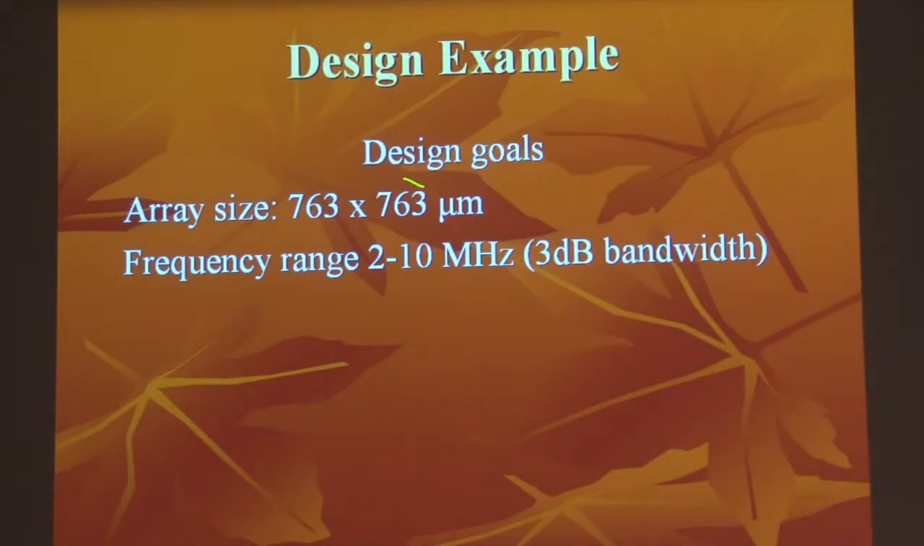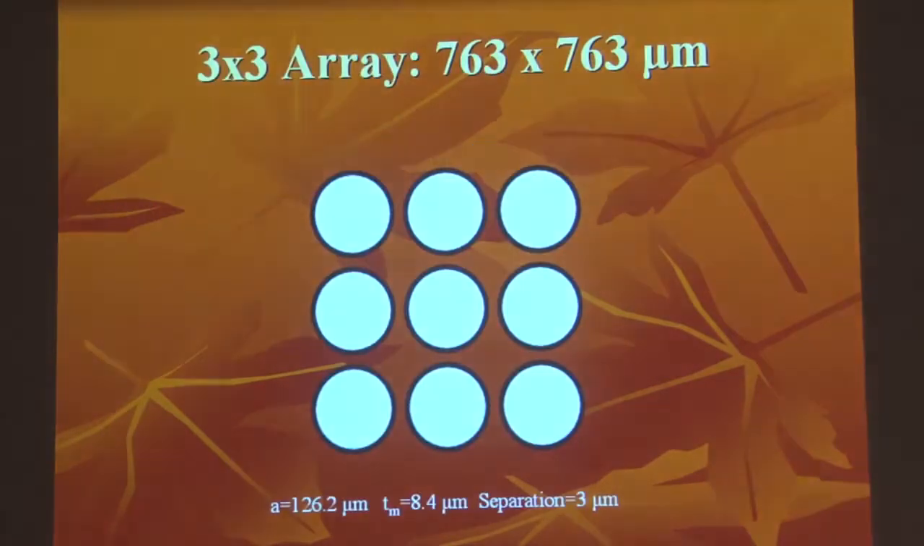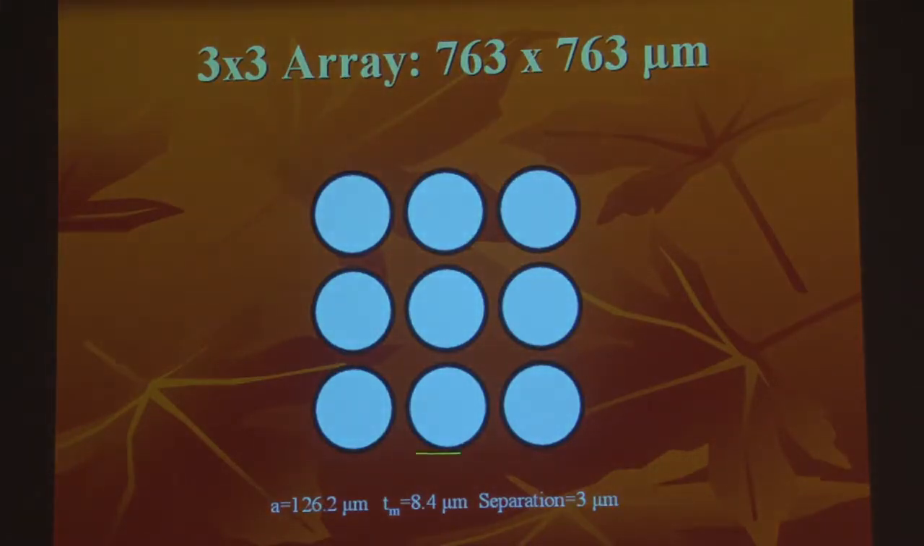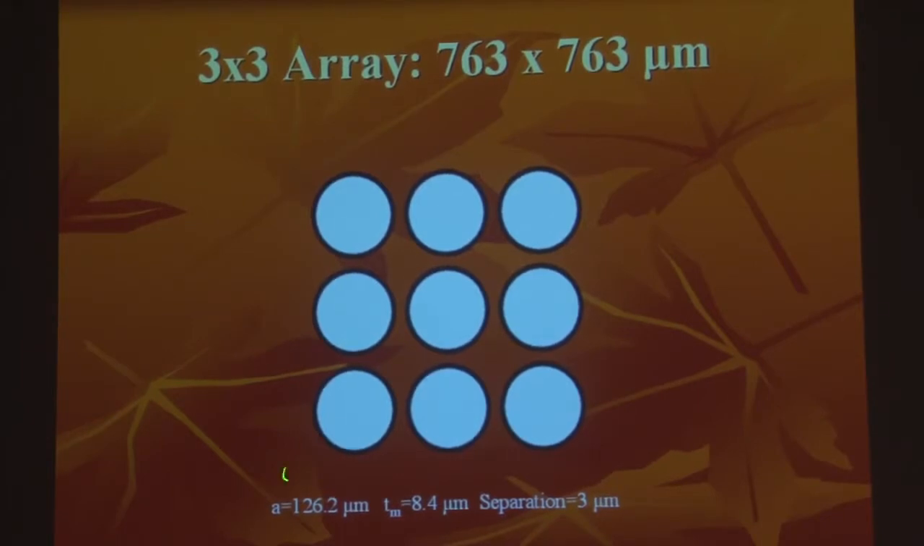Let's make a design example. Let's suppose we'd like to design a CMOT array about 760 by 760 microns. And let's suppose the frequency range we'd like to use, the 3 dB bandwidth, is from 2 to 10 megahertz. This is pretty wide band. Let's first start with 3 by 3 CMOTs in this square of 760 by 760. 760 microns is, by the way, about one wavelength at 2 megahertz.